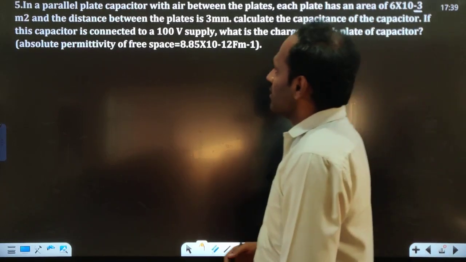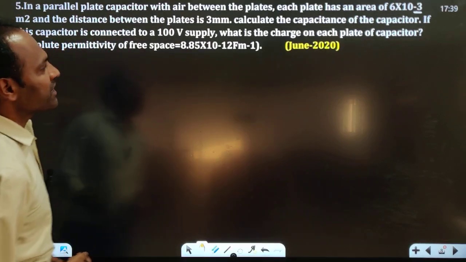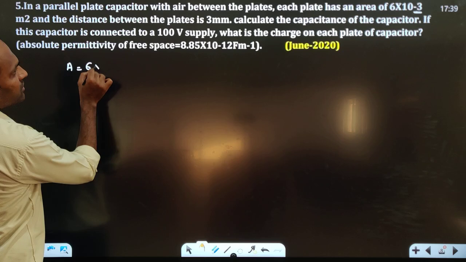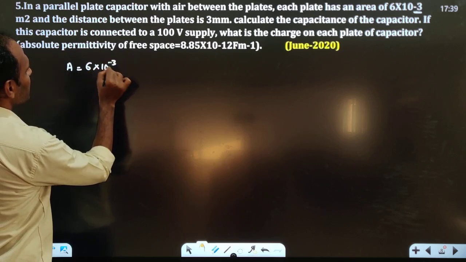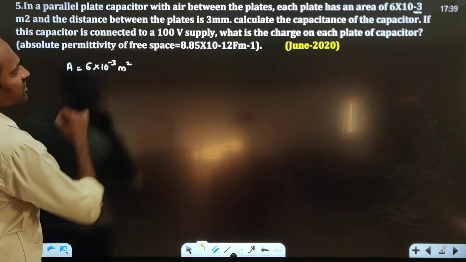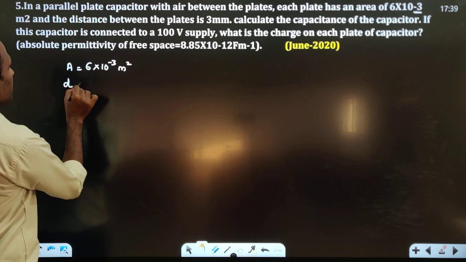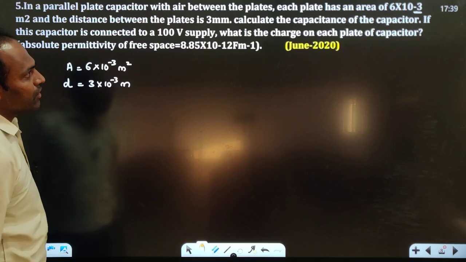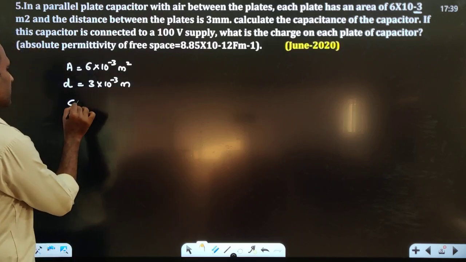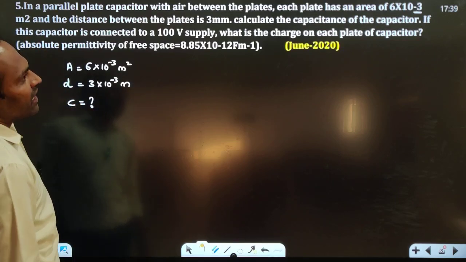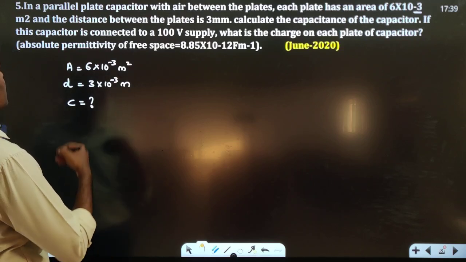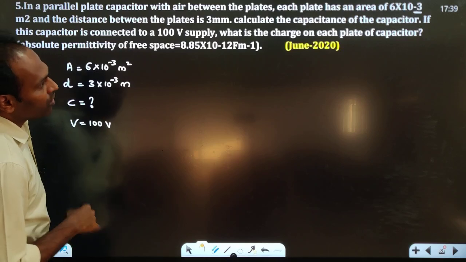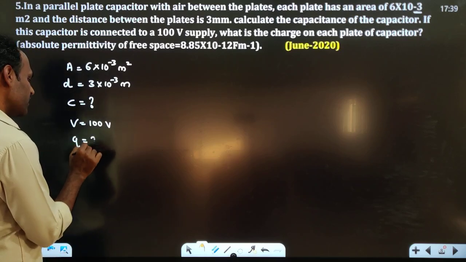Well, see, parallel plate capacitor with air between the plates. Each plate has an area. Area they have given, area is 6 into 10 to the power minus 3 meter square. This much is the area. Distance between the plates is 3 mm. I will take the distance as 3 millimeter, which we have to convert to meter, 3 into 10 to the power minus 3 meter. Calculate the capacitance of the capacitor. Capacitance we have to calculate. And what if the capacitor is connected to a battery of 100 volt? What is the charge on each plate? So we have to calculate the charge on each plate.